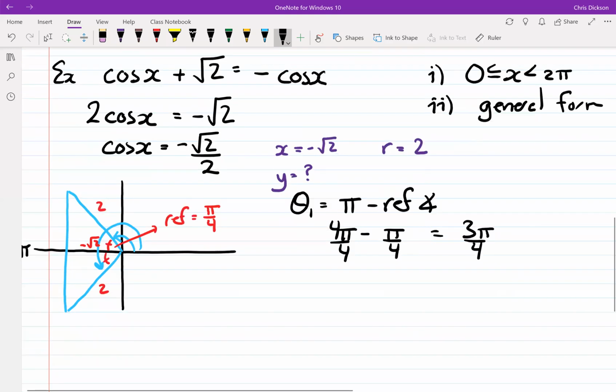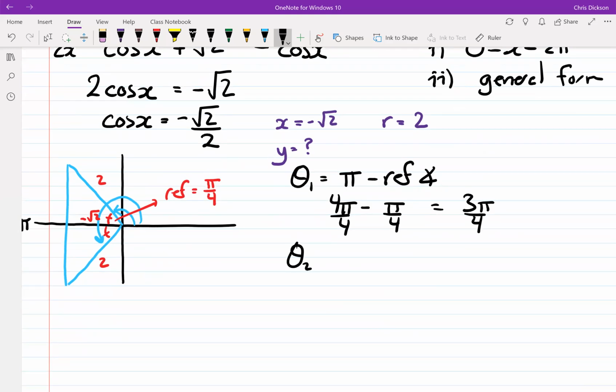Okay, and then theta 2 would equal, where are we here? Well, we're in quadrant number 3, so we're going to go pi plus the reference angle, which is pi plus pi over 4. So once again, 4 over 4 plus pi over 4 is 5 pi over 4. So there's our 2 angles between 0 and 2 pi. So that'd be like question number 1.